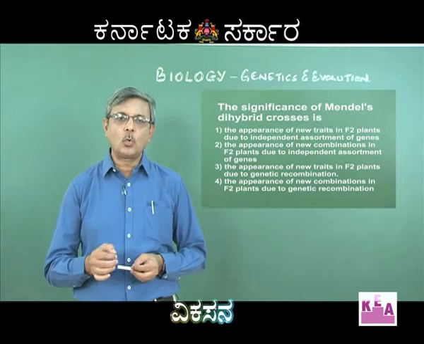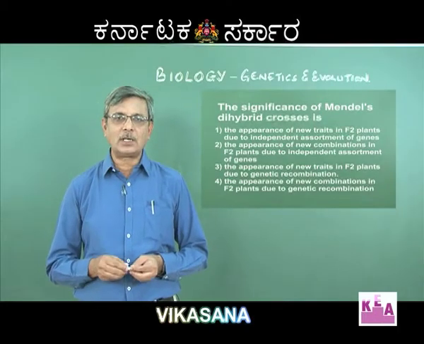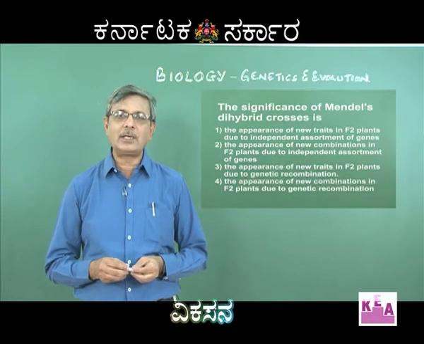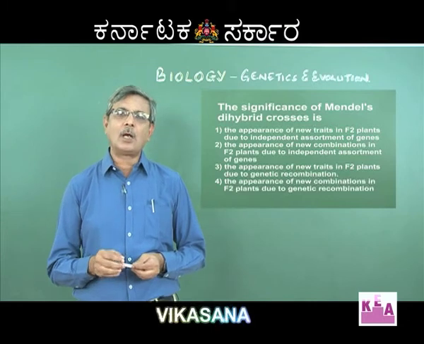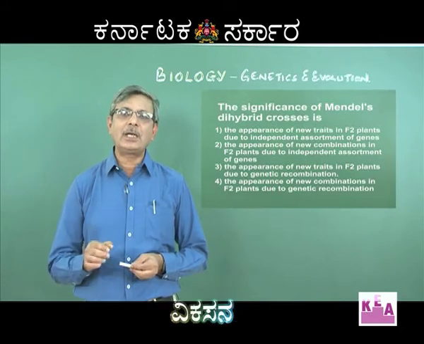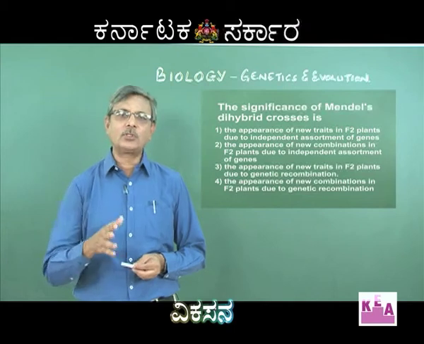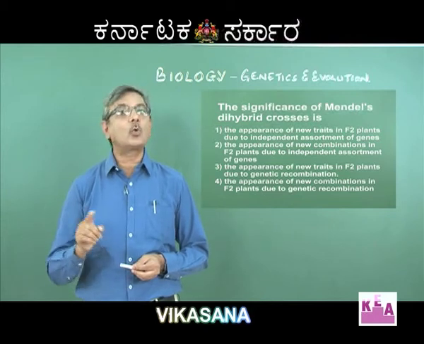Let us now look into 1 and 2. What is the difference? Already we know 1 talks about new traits, 2 talks about new combinations. So, let us look into the experiment, what we know about Mendel's dihybrid crosses. He selected 2 characters for his dihybrid cross experiment, like seed color and cotyledon. For example, yellow round seeded plants were crossed with green wrinkled seeded plants. In the F1 generation, we see yellow color is dominant over green. The round seed shape is dominant over wrinkled.